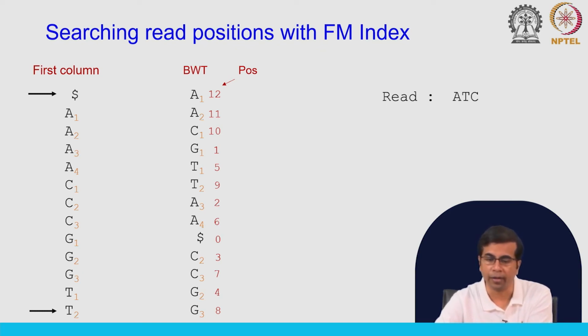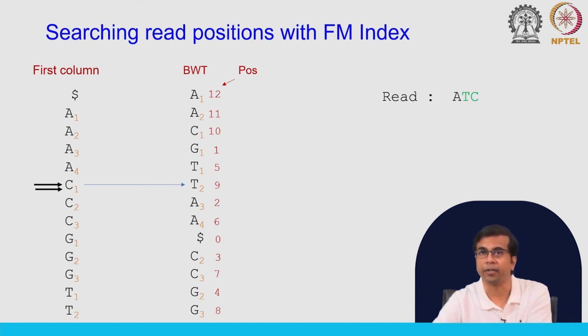Okay. So, here is the read ATC, we follow the same steps. We start with these 2 pointers, we start with the last letter C, we have narrowed down our choices, these 3 C's there, and we see what is the letter occurring before each of these C's. So, what do we observe? We have T before C. This matches the second letter in the read. So, you can see here, TC, we have found TC.